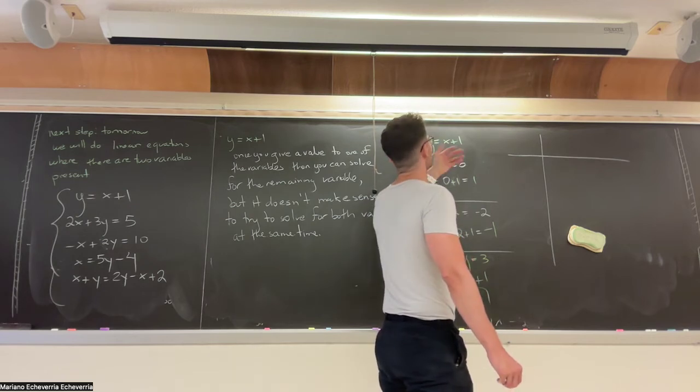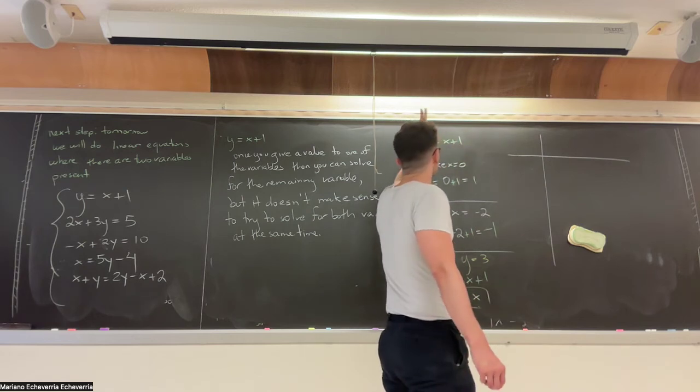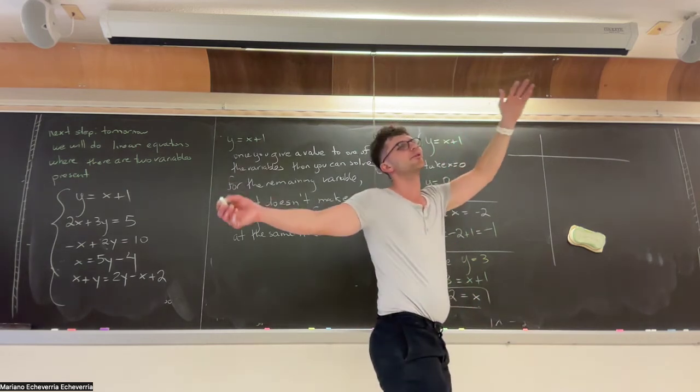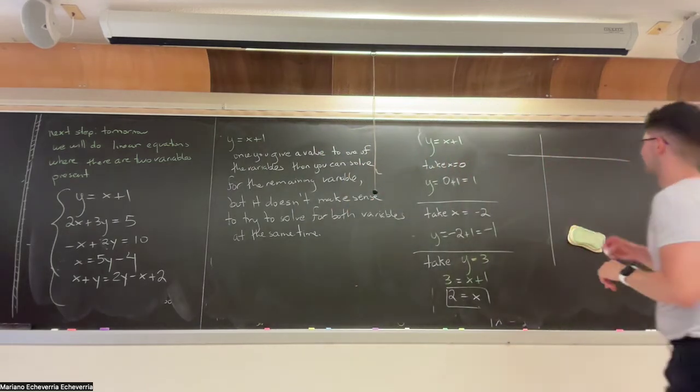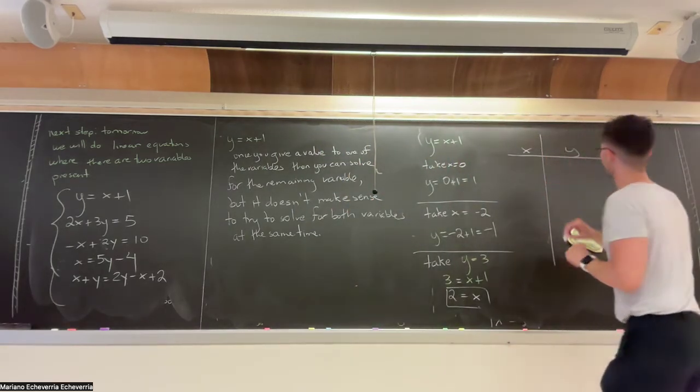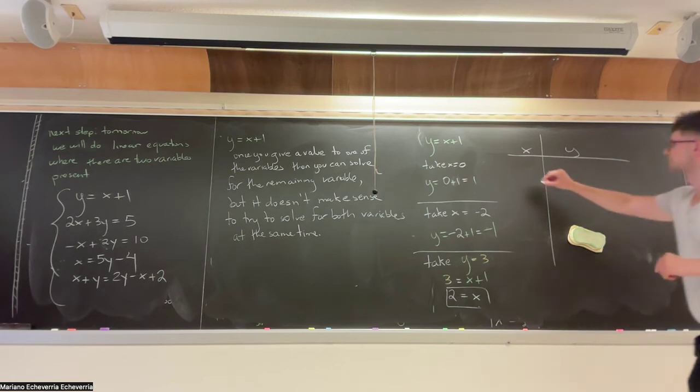If you have a sibling, x could be your age, and y could be the age of your brother if you're 1 year apart, something silly like that. So there are tons of different ways to think about what these variables could be.